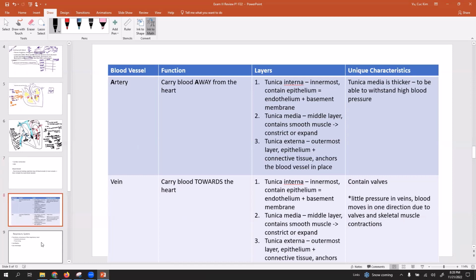Now, I left comments on your videos because some of the videos had a nice introduction but didn't get really deep, and you need to get into the layer level. Arteries, we know, carry blood away from the heart, but what else? We know it has a tunica interna, a tunica media, and a tunica externa. And that's when we can look at the unique characteristics.